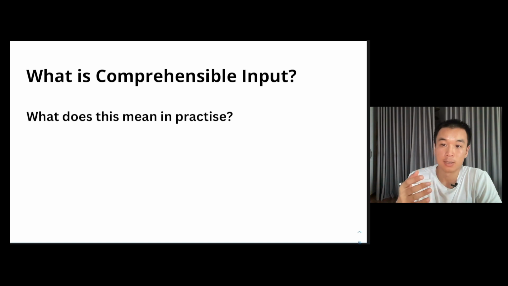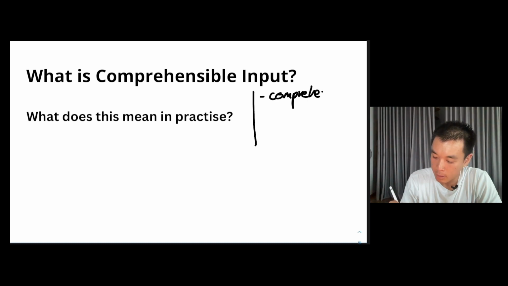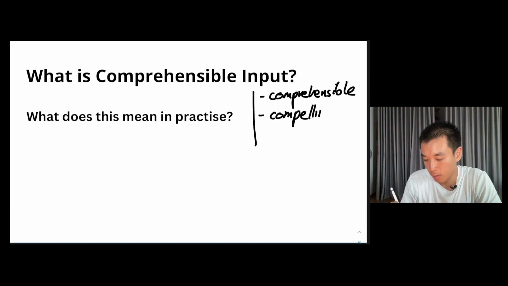So if you want to apply comprehensible input to your language learning, how do you actually do this in practice? I've got a few strategies depending on if you're a beginner or if you're an intermediate or advanced. So again, the criteria needs to be that it's comprehensible. You understand what's being communicated. It needs to be compelling and slightly difficult.